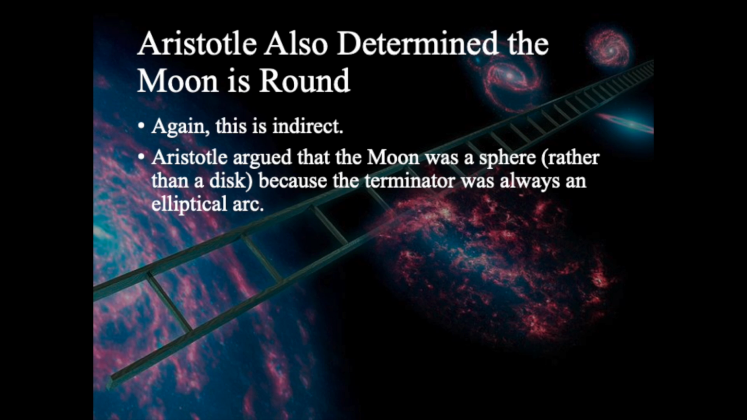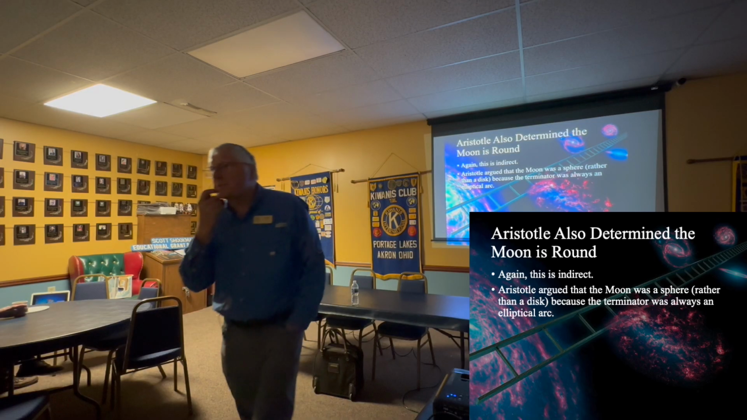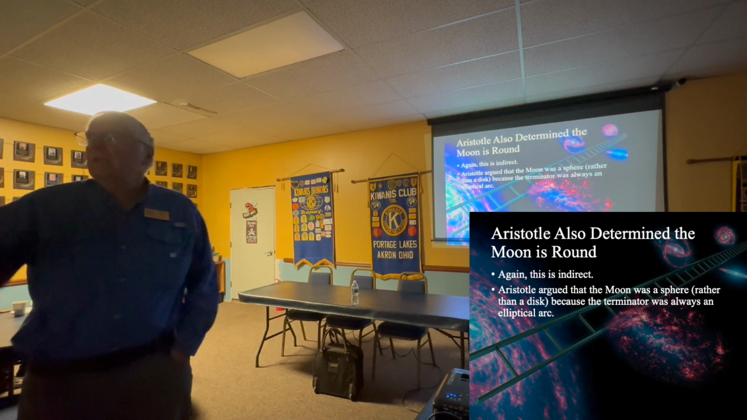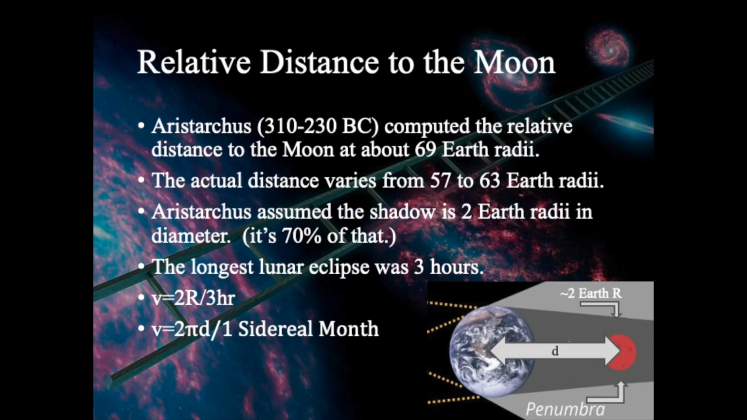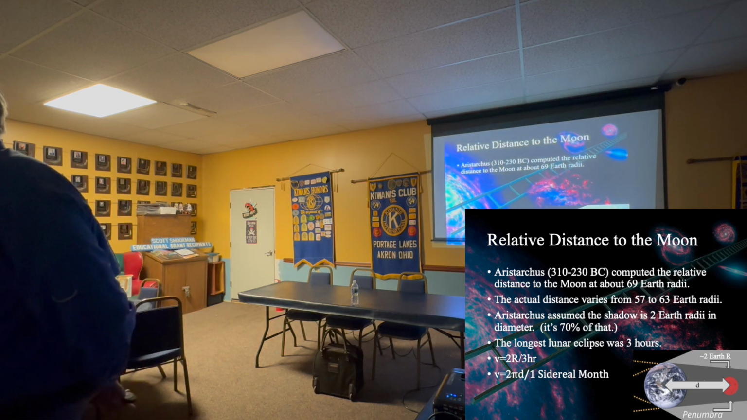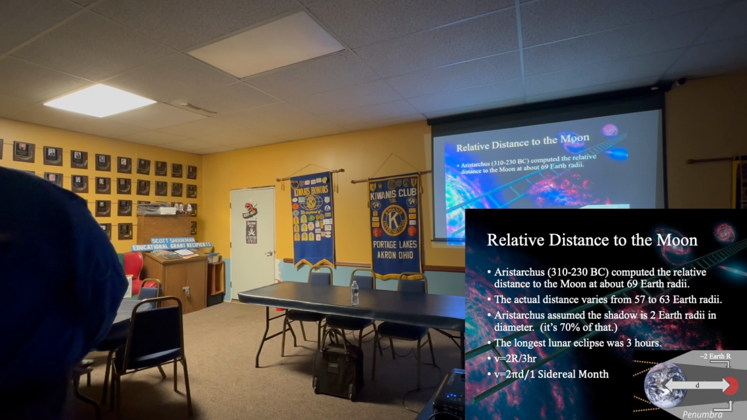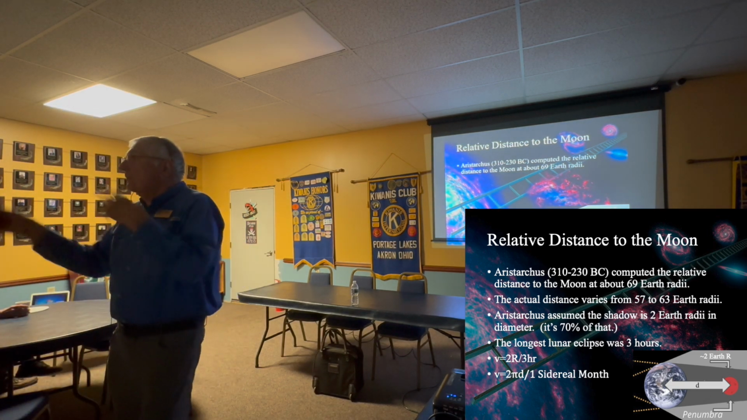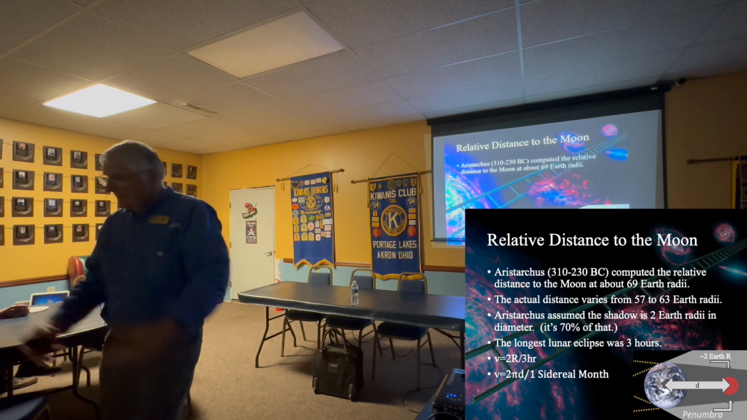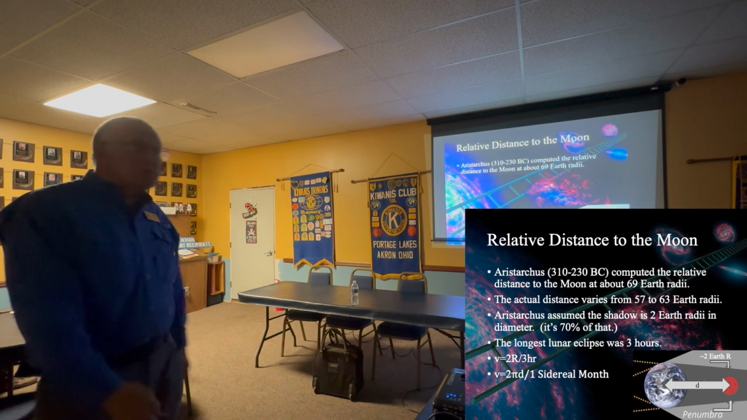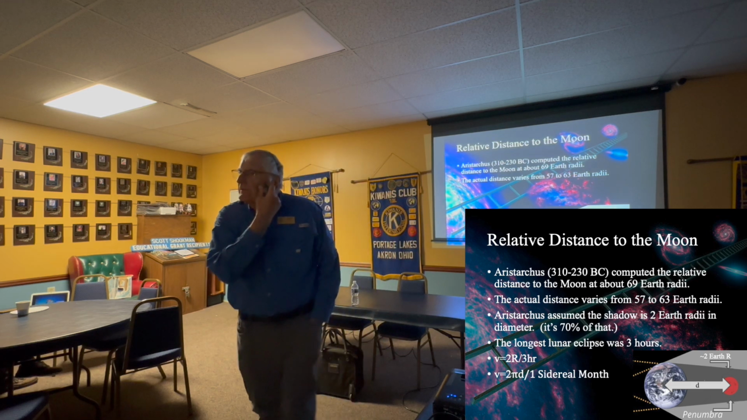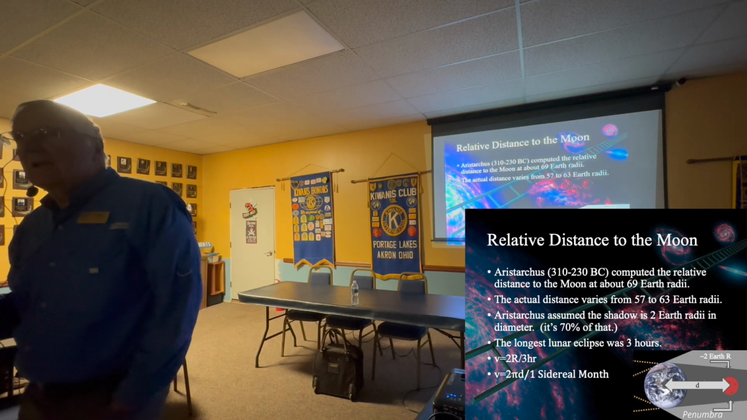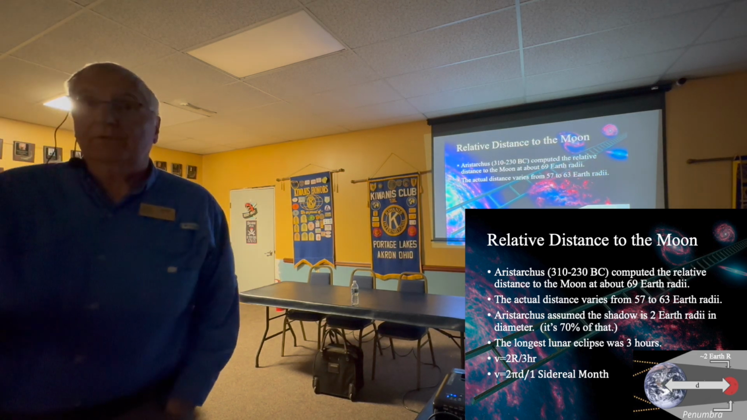All right, so Aristotle also argued that the moon was a sphere because the terminator was always this elliptic arc. So he knew that the moon was round also, so obviously, why not the Earth? He was also able to calculate the relative distance from the Earth to the Moon in terms of Earth radii. Again, this is a relative distance. He couldn't get the actual mileage or whatever, but he could get the relative distance. And this was pretty clever, the way he deduced this. The actual distance varies between 57 and 63 Earth radii, and he came up with 69, which isn't bad for the 3rd century BCE.